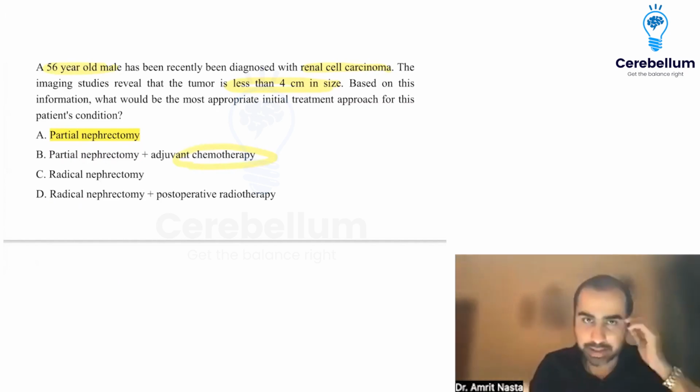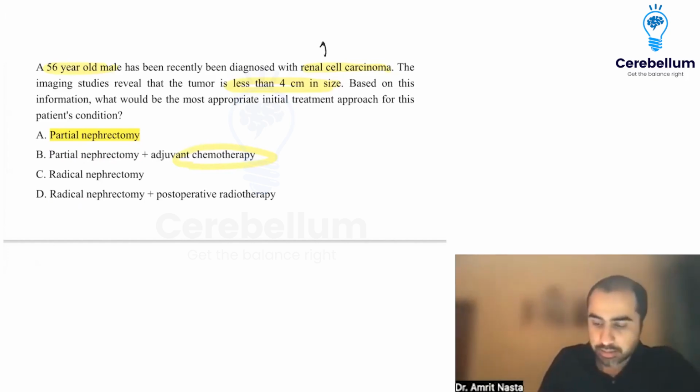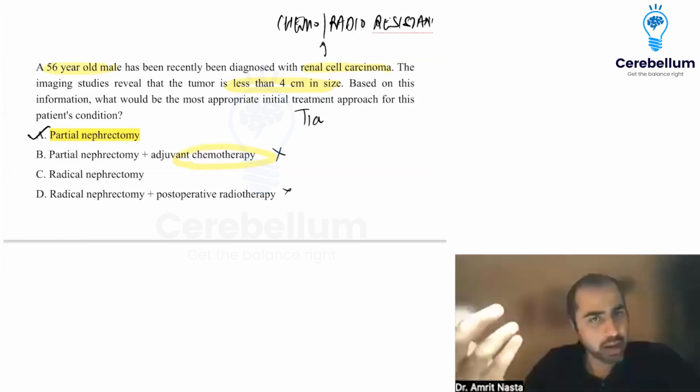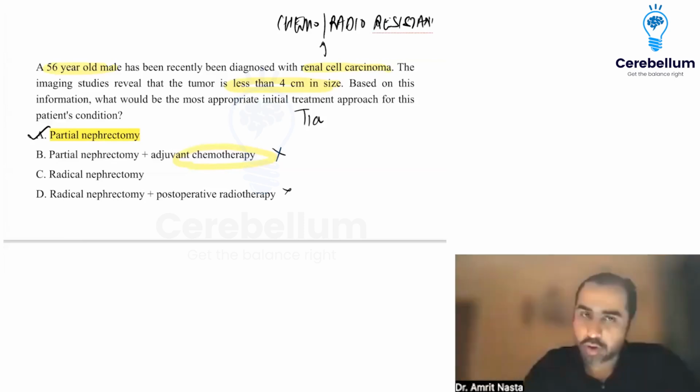No meds, contraindicated. No, because RCC is chemo and radio resistant. Yeah, very good. It is chemo and radio resistant. So obviously, if it is going to be resistant, these options are out. Tumor less than 4 centimeters is going to be T1A, and T1A is going to be partial nephrectomy. If it was T1B, you can do either. T2 onwards, it's going to be radical nephrectomy.